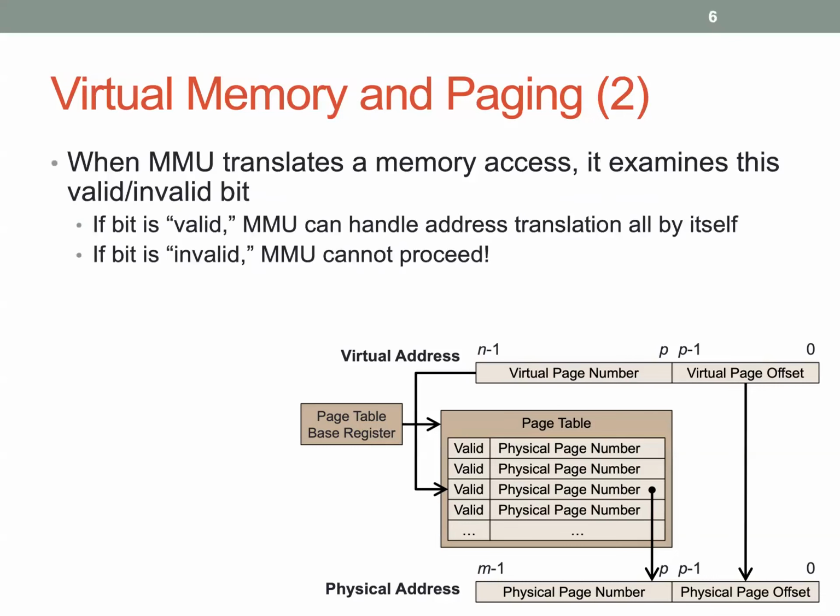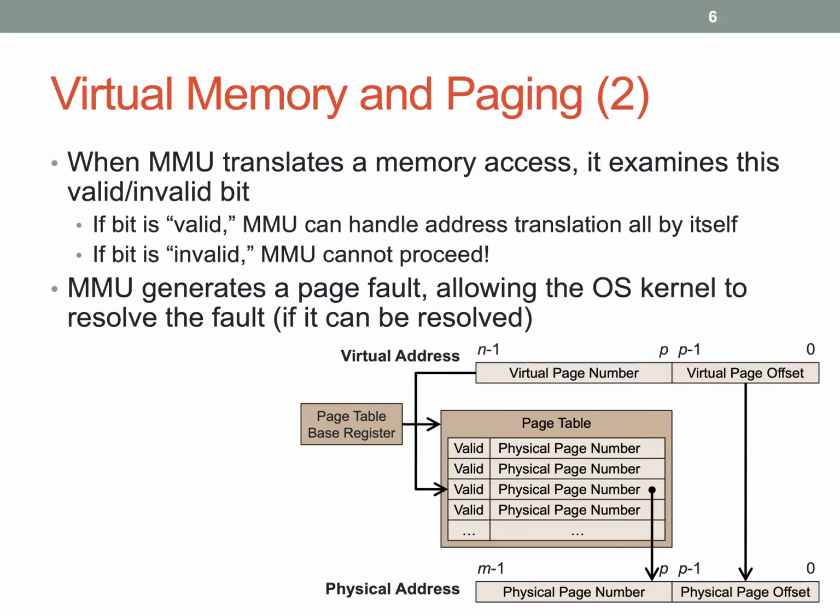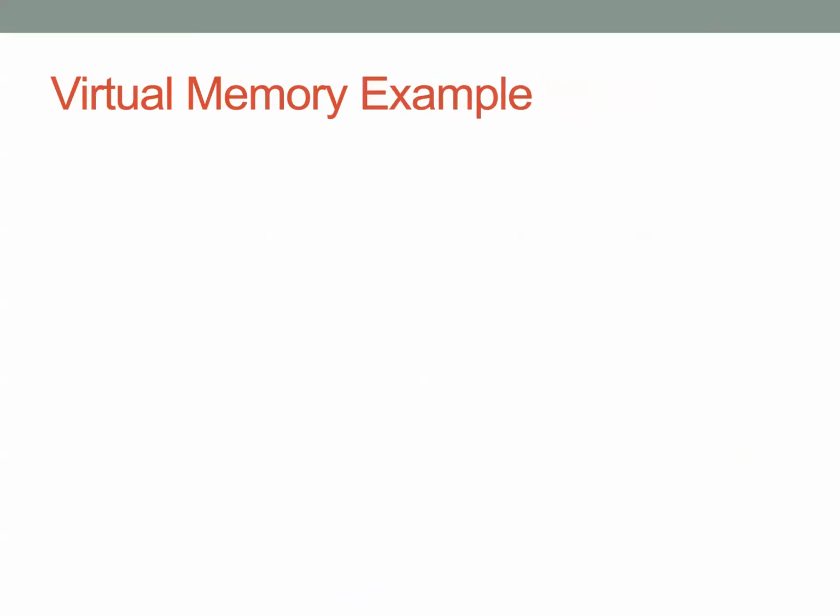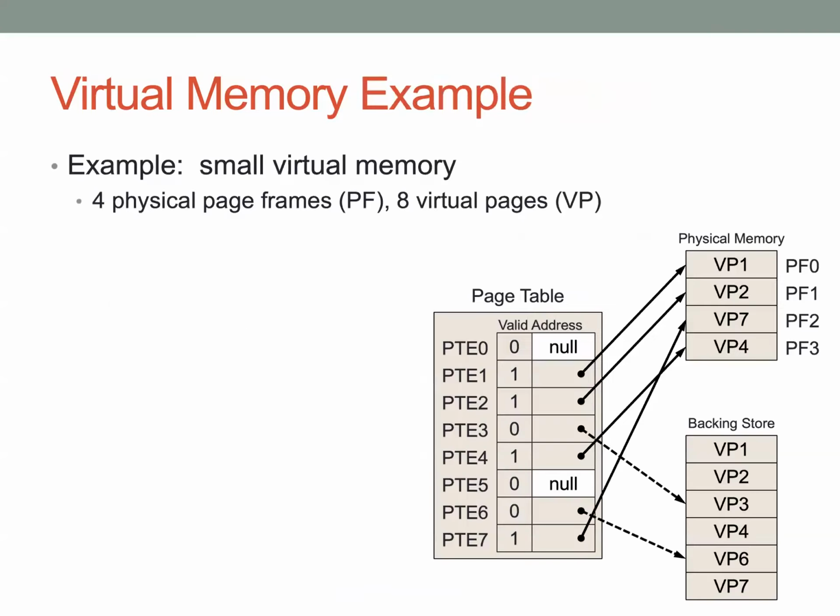Okay, let's see. So it'll look at the valid/invalid bit. This is what I was saying. If it's valid, it will handle the address translation all by itself. If it can't, this is where the MMU, the processor and the kernel work together closely to resolve the fault. So trap into the kernel. And I think I have a couple of examples here.